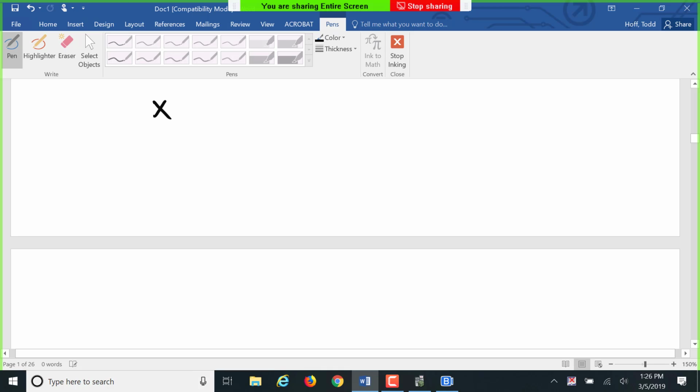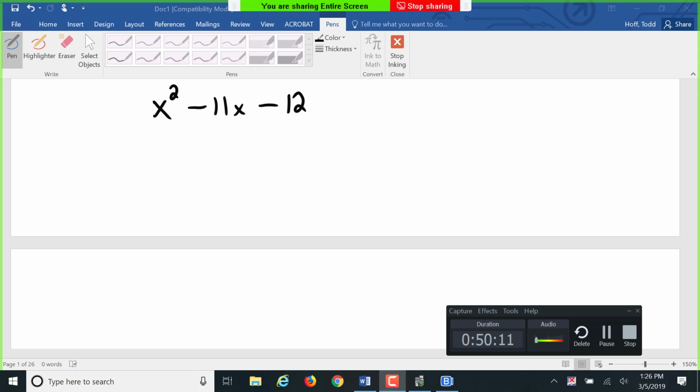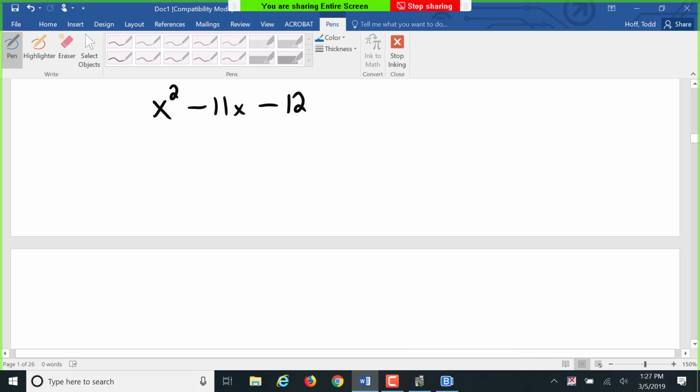Let's have you try this one in your notes. X squared minus 11x minus 12. I'll give you a minute for that. So, is there a common factor here at all? No. So it's 3 terms, trinomial, so we're going to try to do that reverse multiplication.